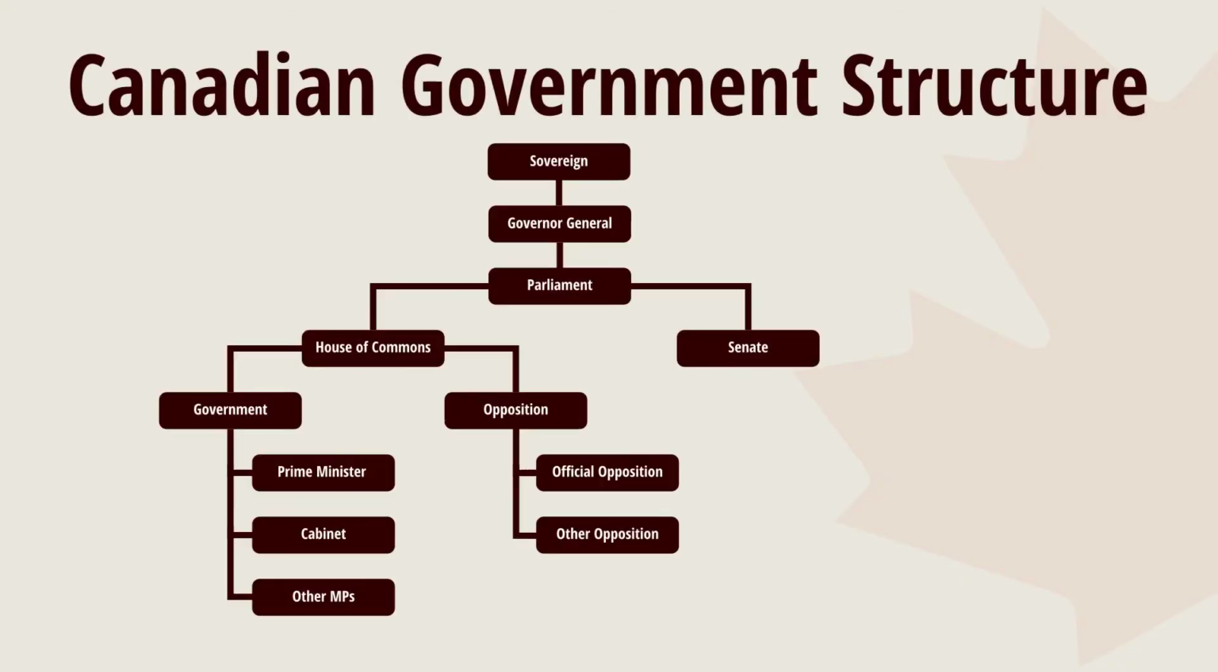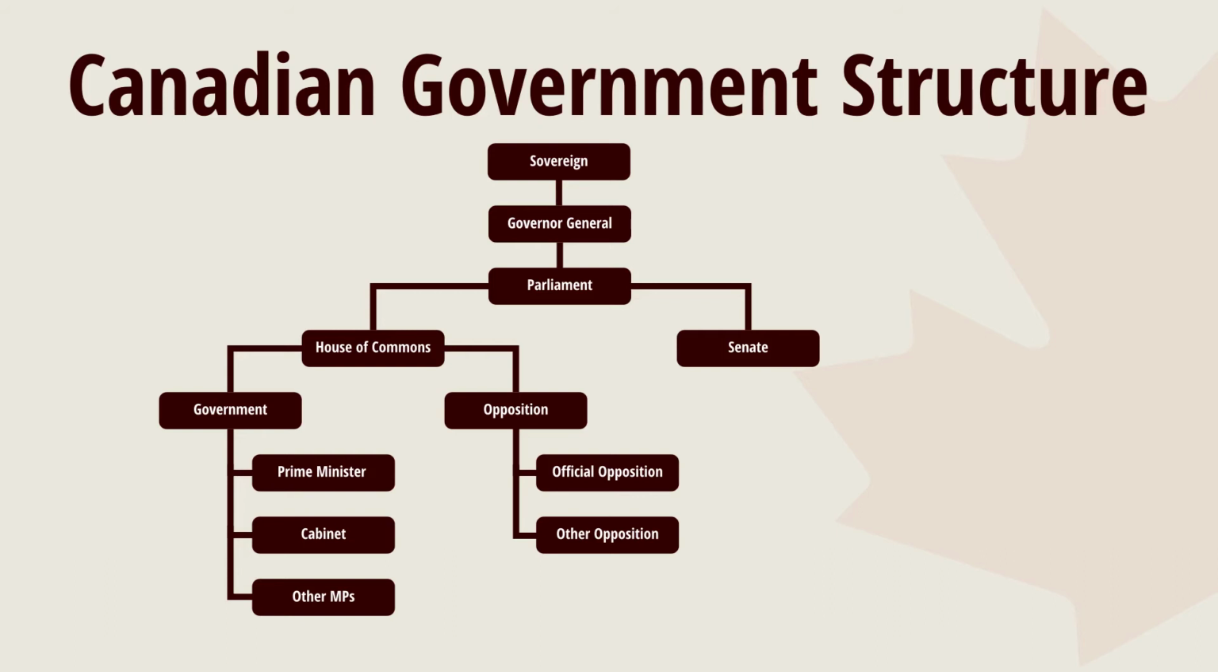Here is a good visual review of the Canadian government structure. Notice how the sovereign is at the top, and then we see the Governor-General as the sovereign's representative in Canada. Then we see Parliament and how it is divided into two, the House of Commons and then the Senate.